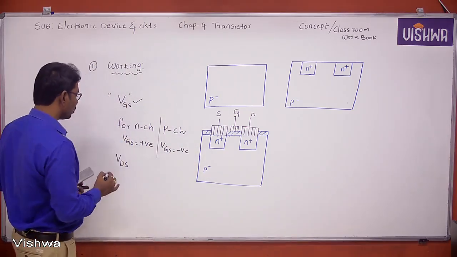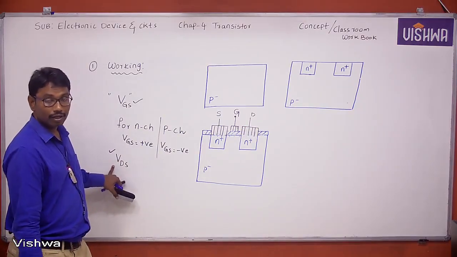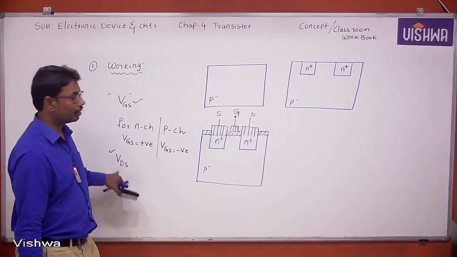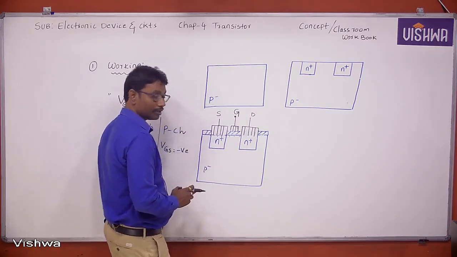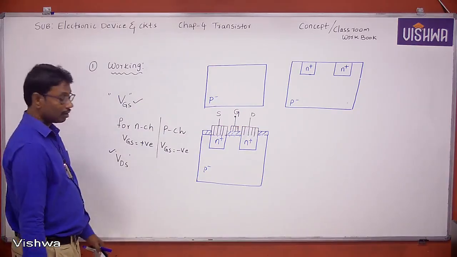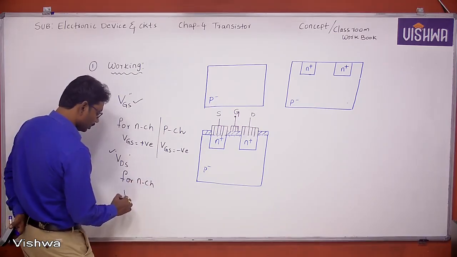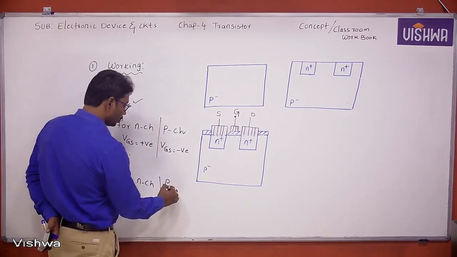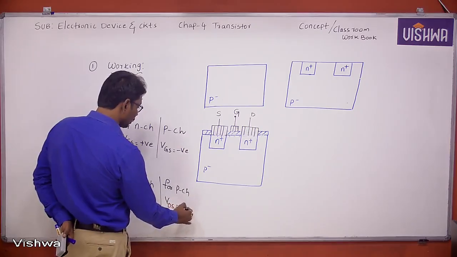Next, coming to VDS. What is the use of this VDS? This is used to enable the movement of the charge carrier from source to drain. Once the channel is created, how do we move the charge carrier from source to drain? With the help of VDS. For N channel, this VDS should be positive. For P channel, the VDS should be negative.